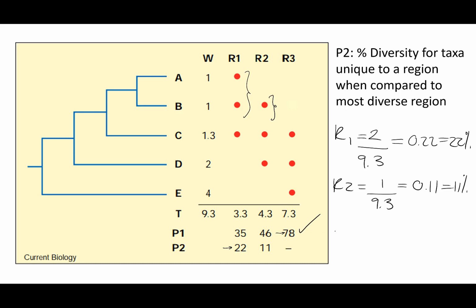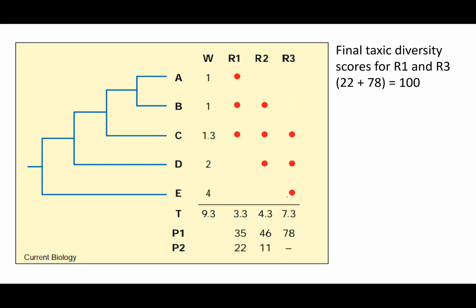When you are calculating these, you have to make sure that you have worked through all of your different priority regions. It is possible that you might have 4 regions and you need to find the top 3. So it depends on what you are trying to do and how strict you are in your assessments. I hope this gives you a general idea of what these P1 and P2 values mean. One thing that you will realize is that the final taxic diversity scores for region 1 and region 3, which are 22 and 78, equal 100, or 100%.